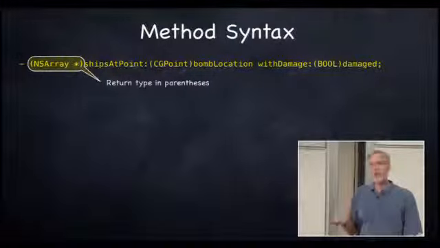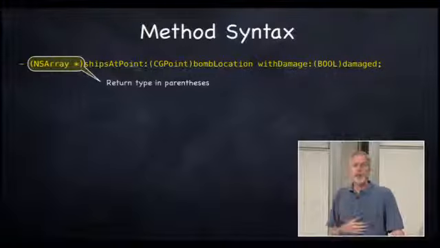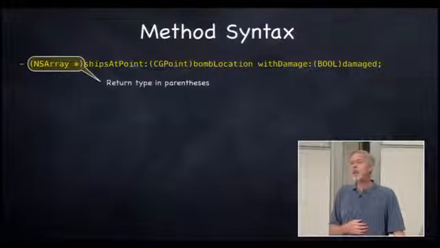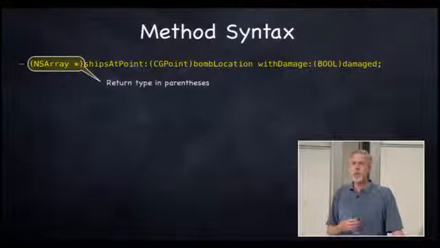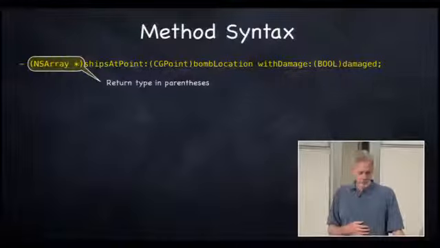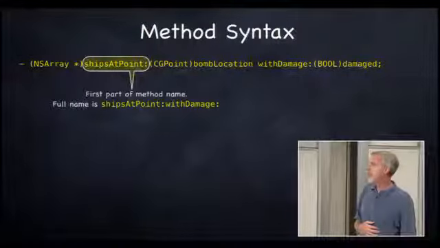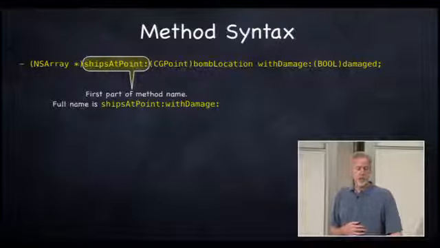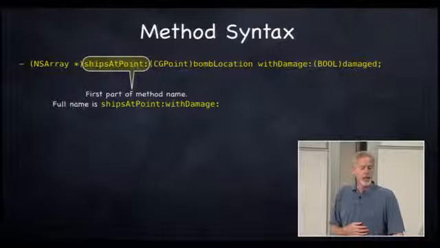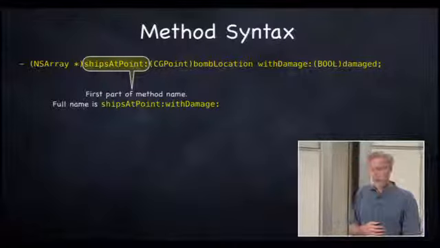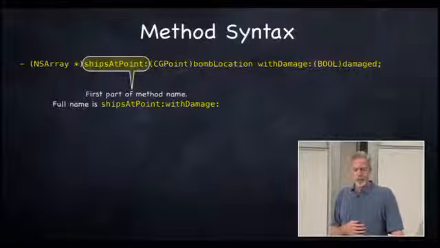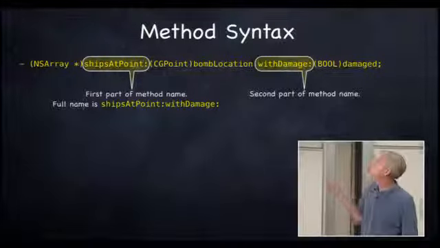Okay, so that's return. And the return type obviously can be int or double, any C primitive type. It can even be a C struct, which is not uncommon in iOS development to be passing C structs around as well. So this is the name of this method. This is a two-part name, because this method takes 2 arguments. So the first part of the name is ships at point colon. The full name of the method is ships at point with damage, or ships at point colon with damage colon, depending on your preference. And so that's the first part, and this is the second part of the name.